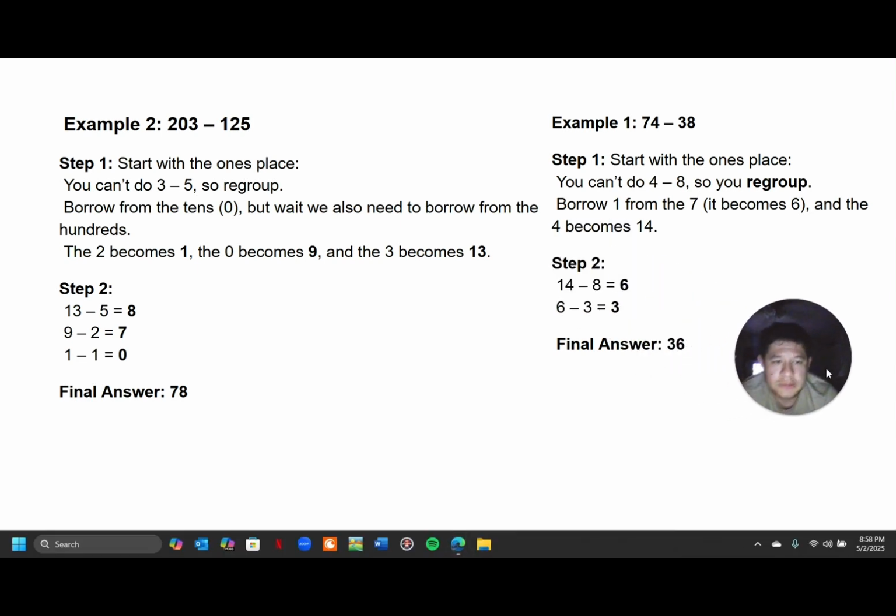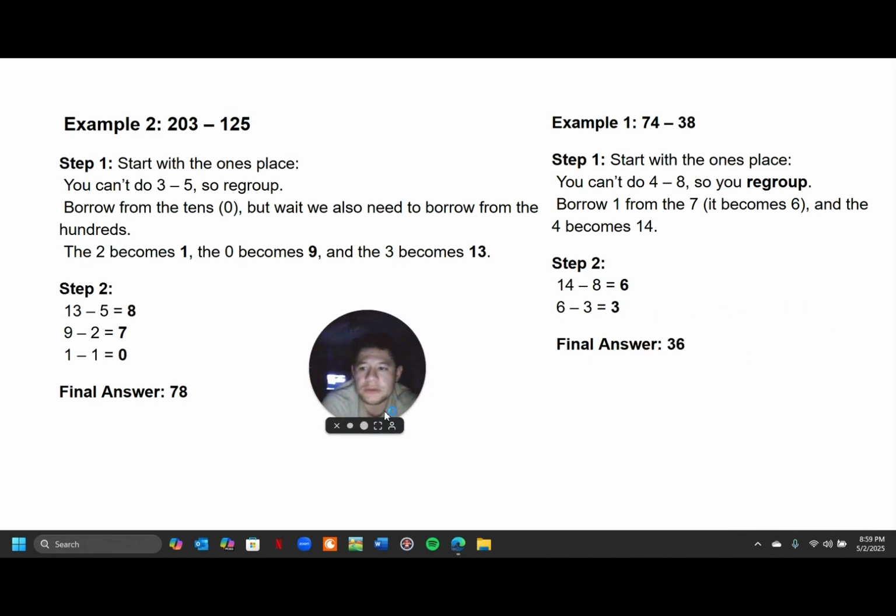And then for the examples right here, how they're going to do it is they're first going to start with the ones place. So you can't generally do 3 minus 5, so they're going to have to regroup. First they're going to have to borrow from the tens, which is 0. And then they have to wait, because we also need to borrow from the hundreds. So the 2 becomes 1, the 0 becomes 9, and the 3 becomes a 13.